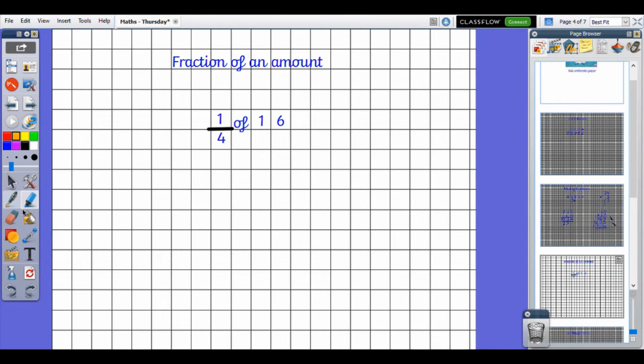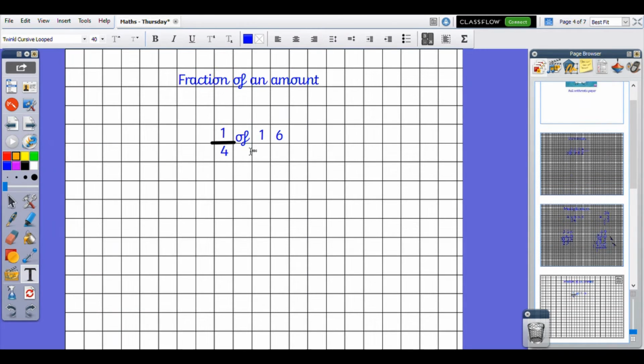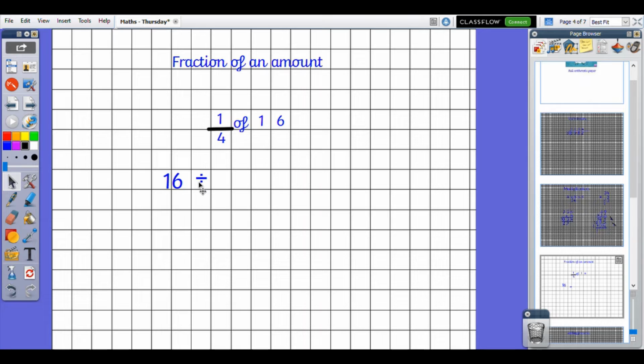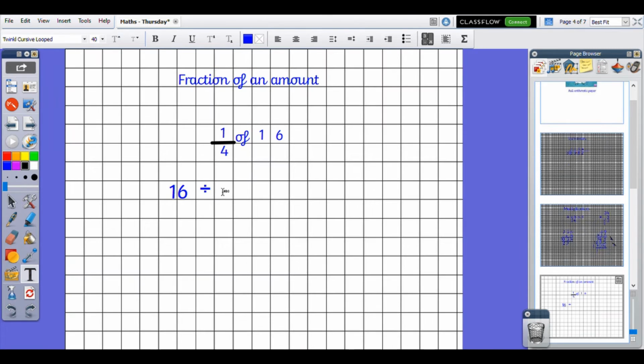So what we need to do is we need to take our number 16 and we want to split it into 4 parts because that's what our denominator is telling us. It's telling us we have got 4 parts. And to do that, to split a number into groups or into parts, we can divide by the denominator. So in this case, we are dividing by 4.